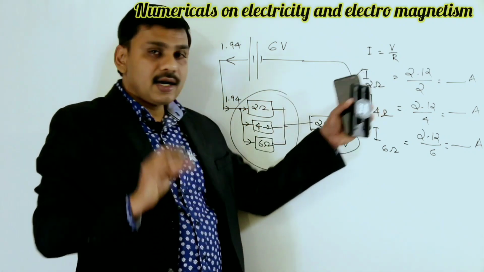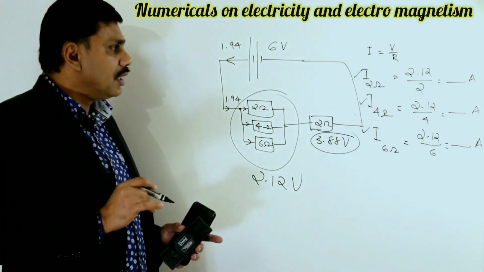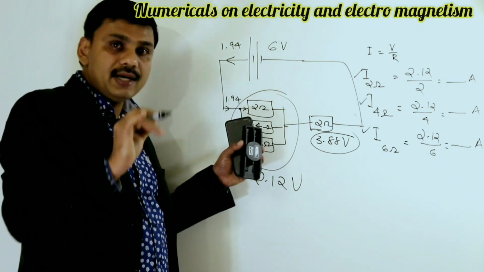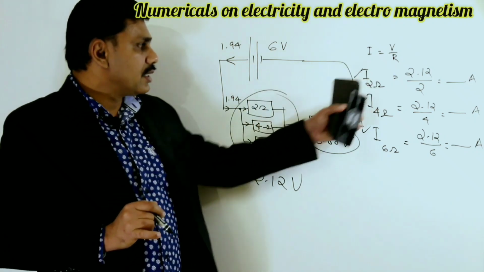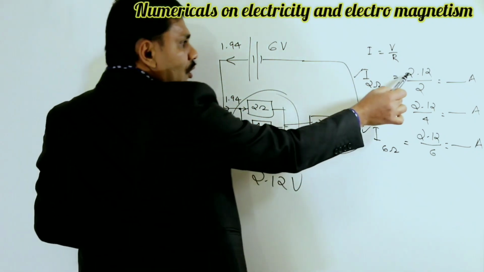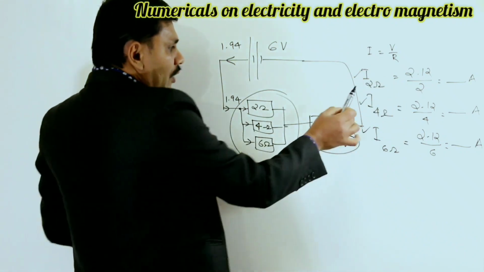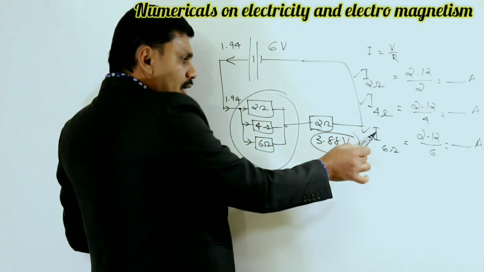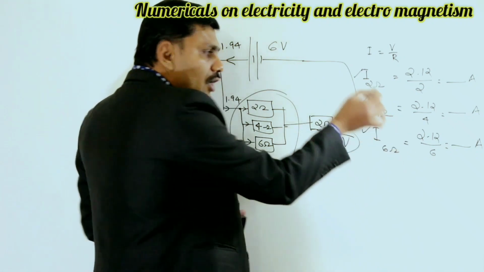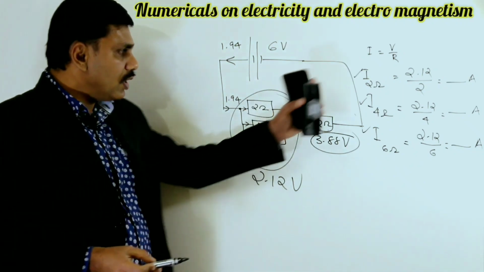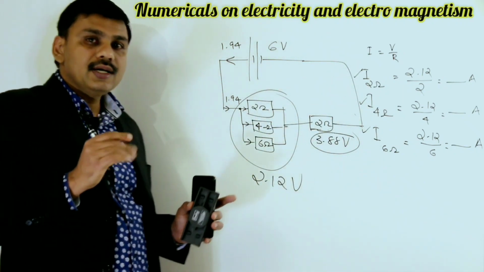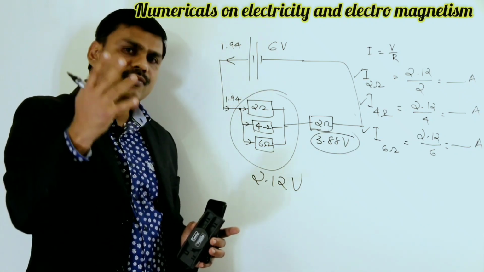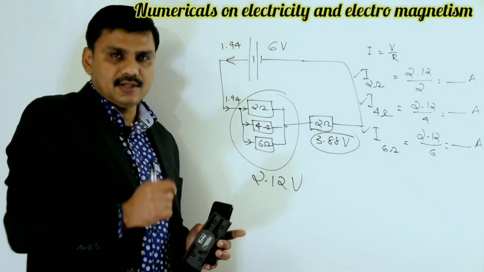So how will you get the current flowing through each resistor? Divide the voltage across the resistor by its resistance. What is the current flowing through 2 ohm? Its voltage divided by its resistance. Through 4 ohm? Its voltage divided by its resistance. Through 6 ohm? Its voltage divided by its resistance. So you will get the current flowing through each resistor connected in parallel. That is one of the questions in electricity.